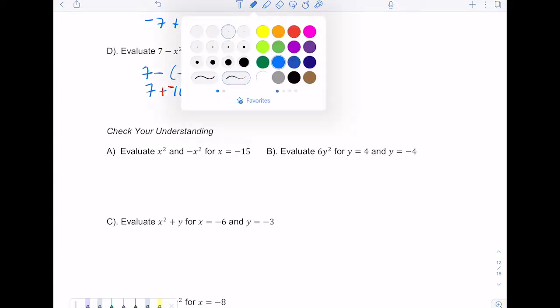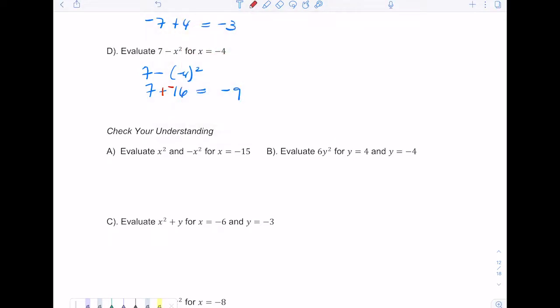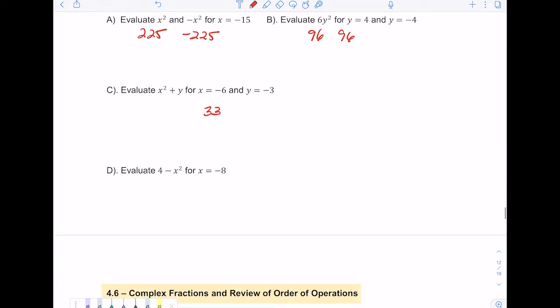Here's some more check your understanding problems. So again, you can do this on your own, but you're getting 225 and negative 225 for your two answers for A. You'll get 96 for both answers for B. For C, you should get positive 33. And for D, you get negative 60.